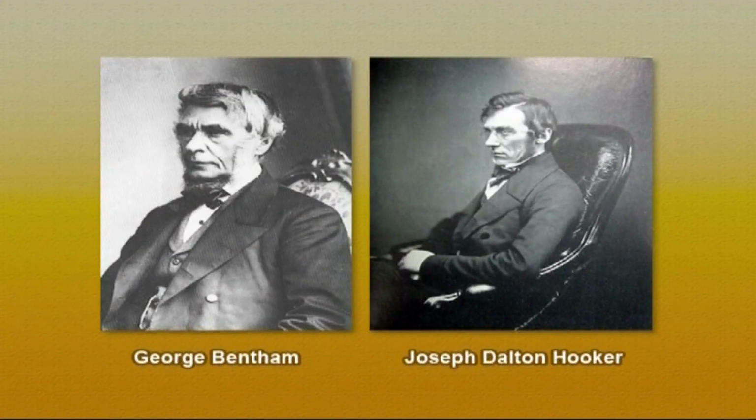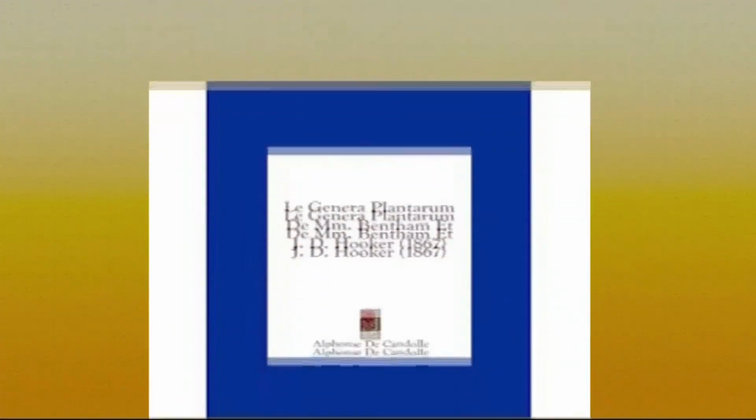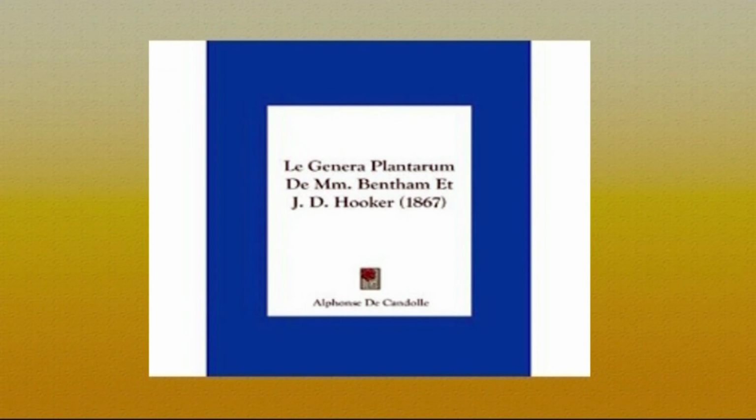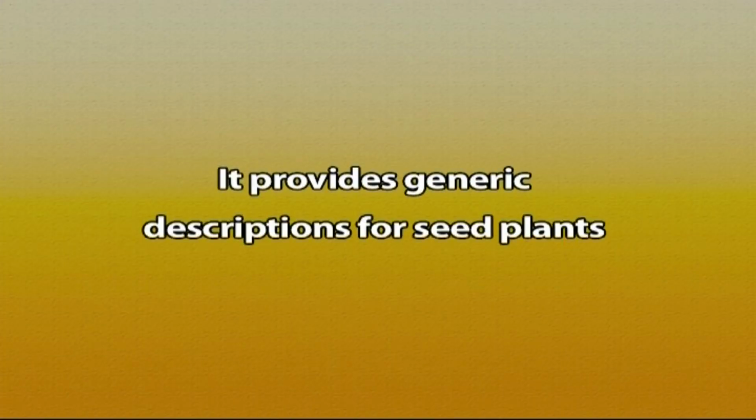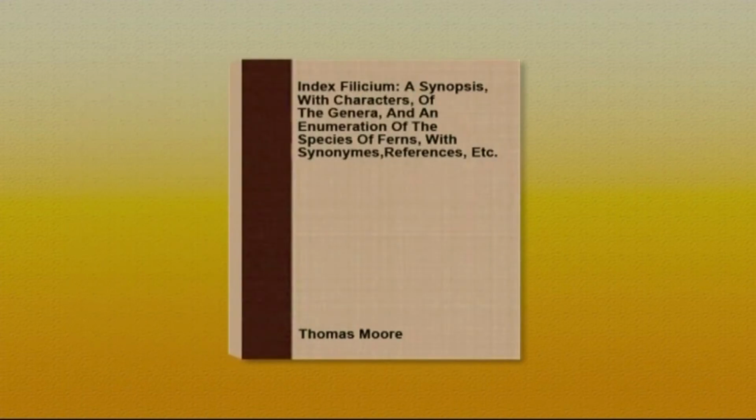Then we have the famous work of Bentham and Hooker by the title Genera Plantarum. It was published in 3 volumes from the year 1862 to 1883. It provides generic descriptions for seed plants, and these descriptions were prepared from live plants rather than the literature. Originally, this work was written in Latin, and it is still a valuable reference for classifications between the taxonomic ranks of family and section.